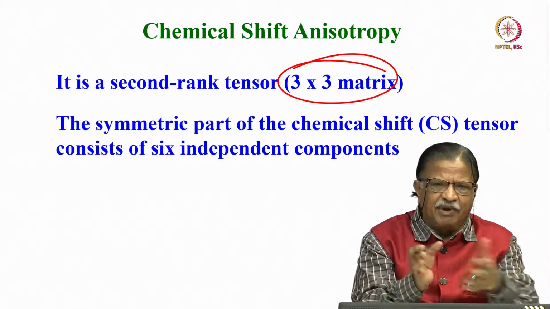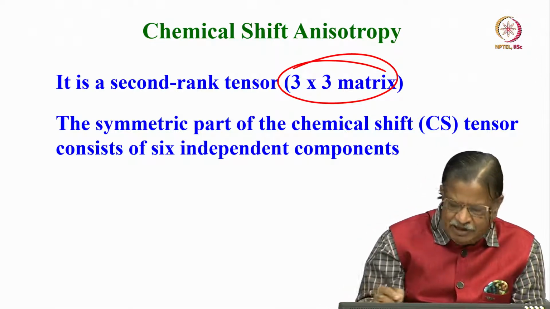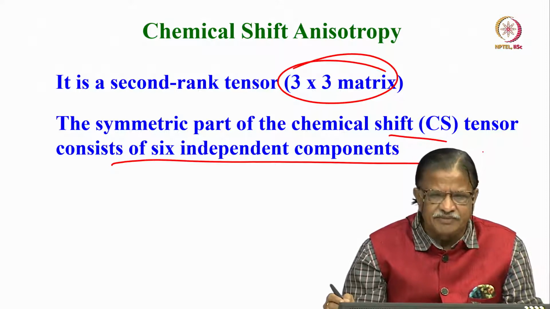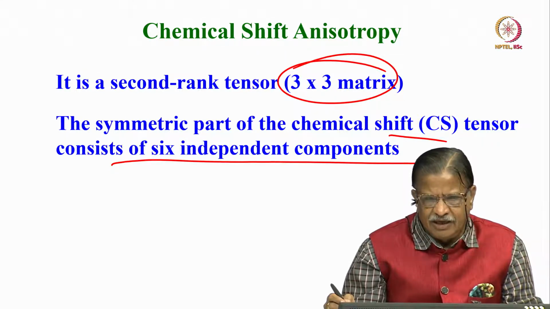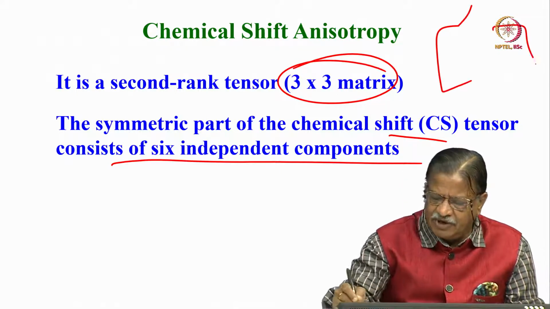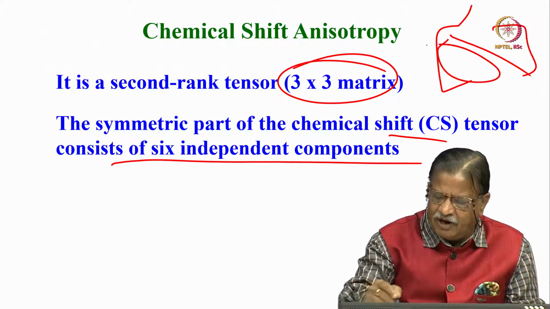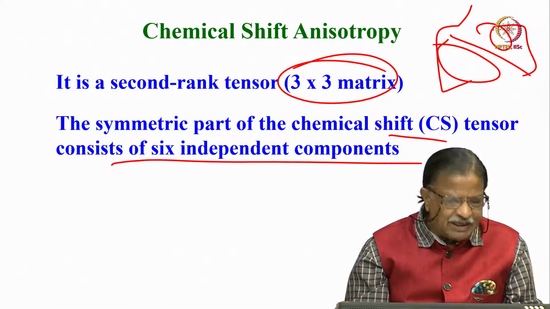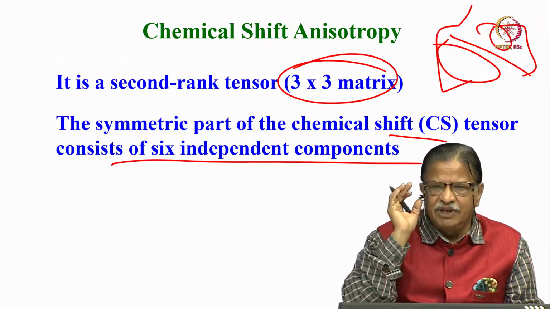And this has a symmetric part and an antisymmetric part. The symmetric part of the chemical shift consists of 6 independent components. It is a symmetric tensor, meaning we have only 6 components here, 3 diagonal and 3 off-diagonal terms. So, you are going to have only 6 independent components of the chemical shift tensor.